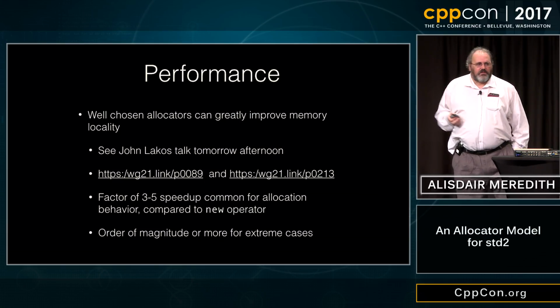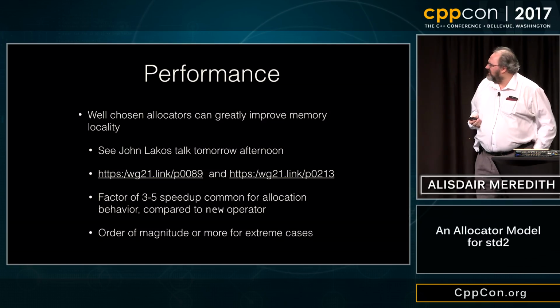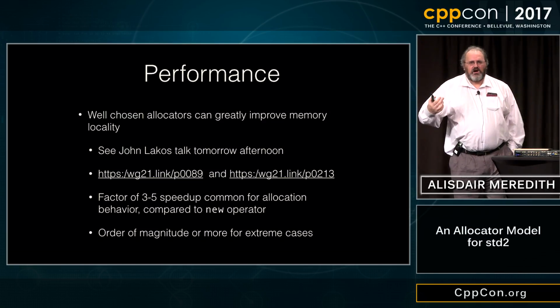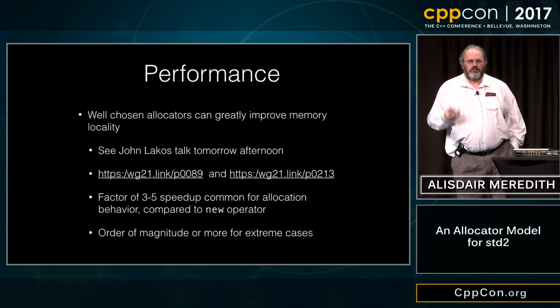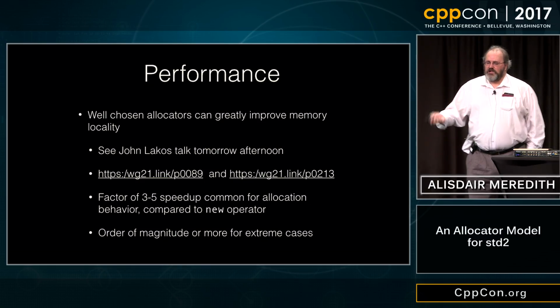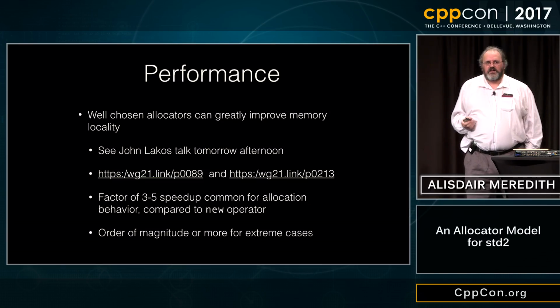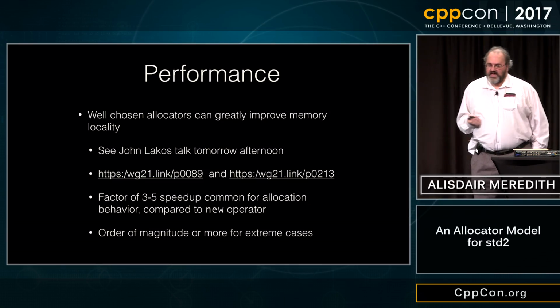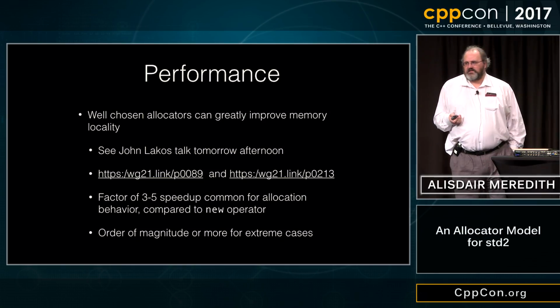But my quick takeaway from sifting through reams and reams of data is that when we benchmark the performance of the allocator just doing allocation-type behavior, where we have a well-chosen allocator, we can typically get a 3 to 5 factor increase in throughput on the allocator. And if you start finding the extreme outliers, we can certainly get orders of magnitude.